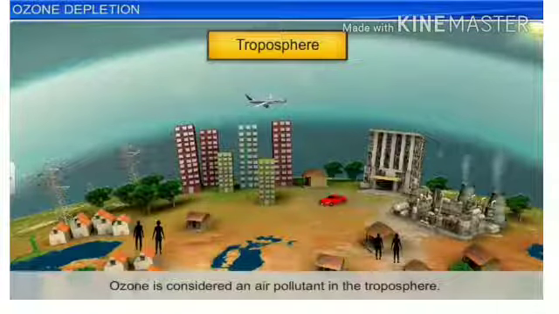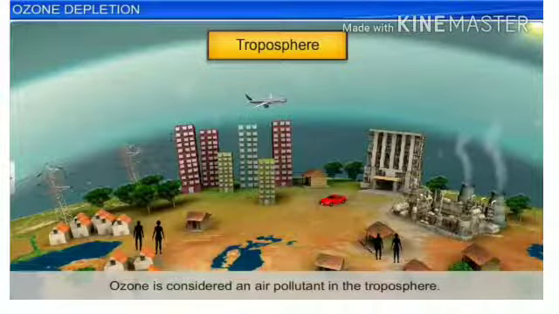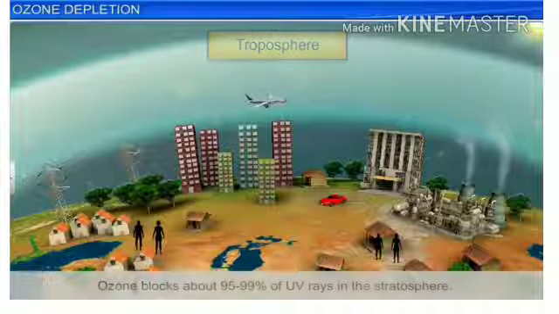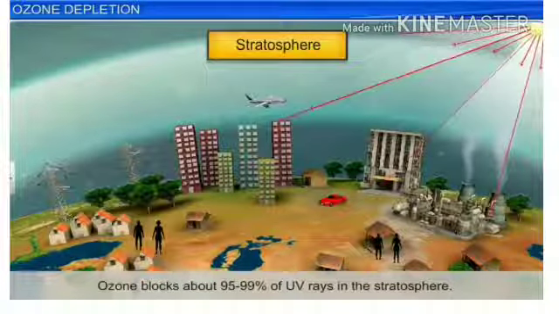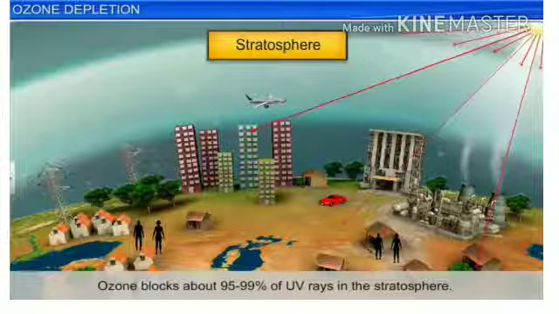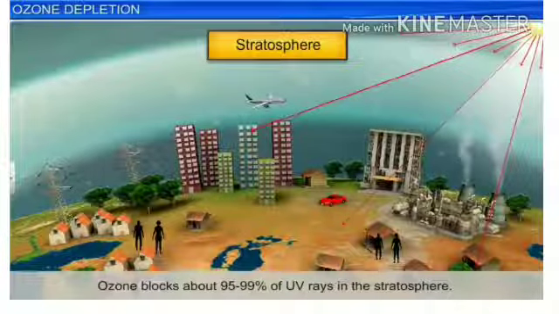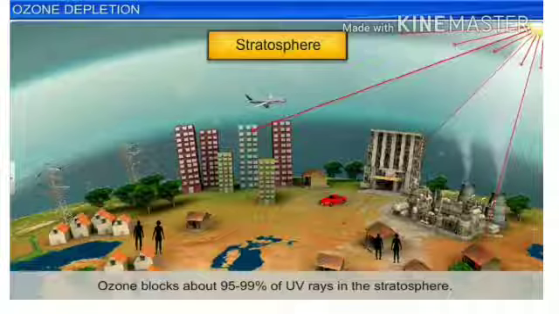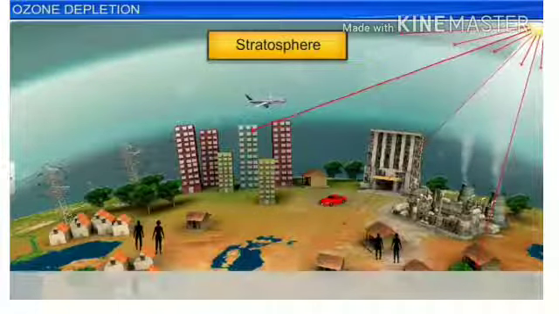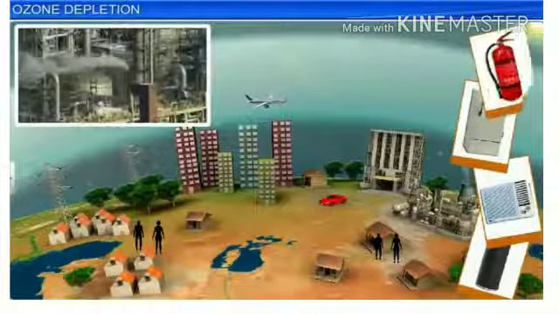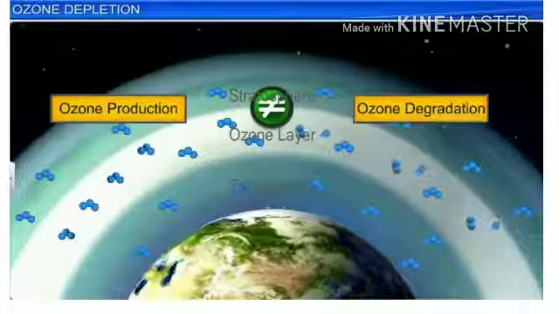In the troposphere, ozone is considered an air pollutant as it harms plants and animals, and it is thus known as bad ozone. While in the stratosphere, ozone acts as a protective covering and blocks about 95 to 99% of harmful ultraviolet rays from entering the Earth. Here, it is referred to as good ozone. Unfortunately, various human activities have resulted in depletion of the protective ozone layer. Moreover, there has been an imbalance between production and degradation of ozone in the atmosphere.